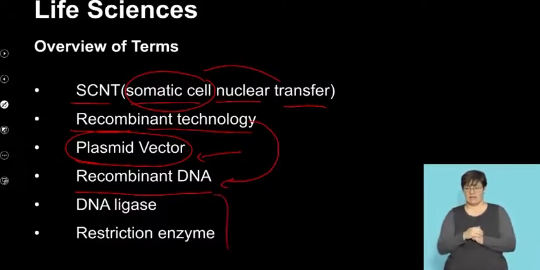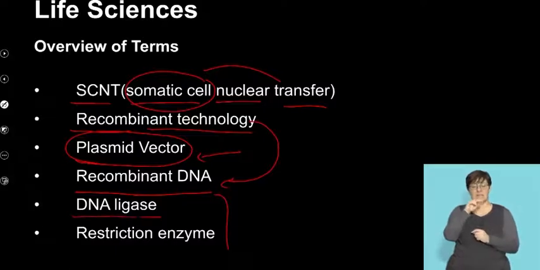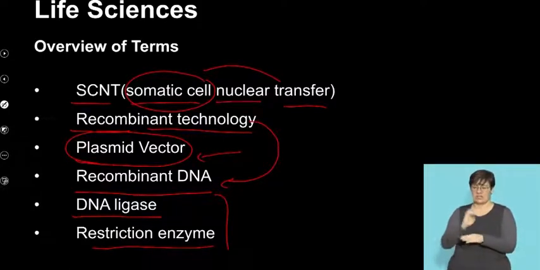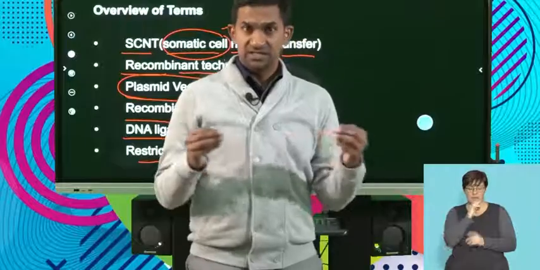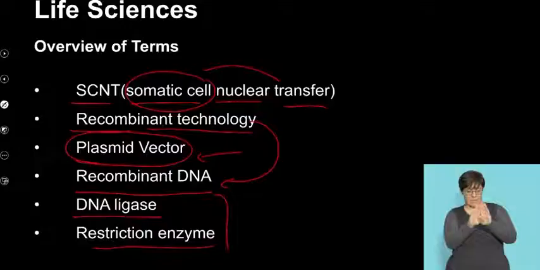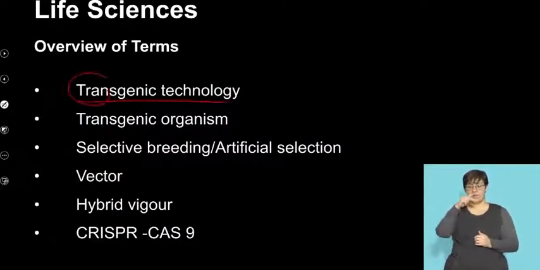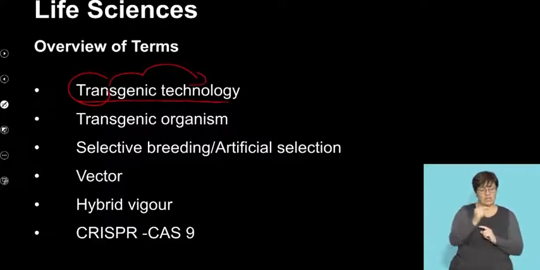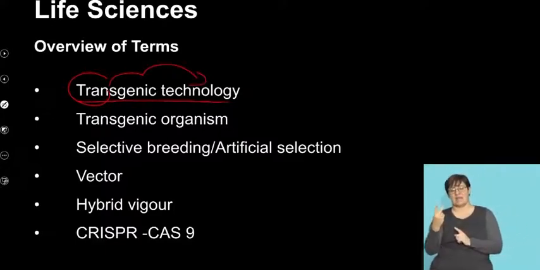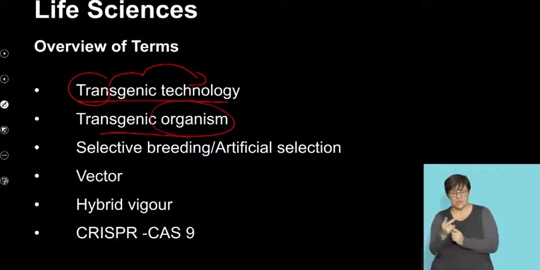There are enzymes that are involved in the process, such as ligase and a host of restriction enzymes. And these are tools that are used to cut the DNA and to stick them together. The next concept, transgenic technology, essentially transferring genes into another species or individual, and that creates organisms that are transgenic.